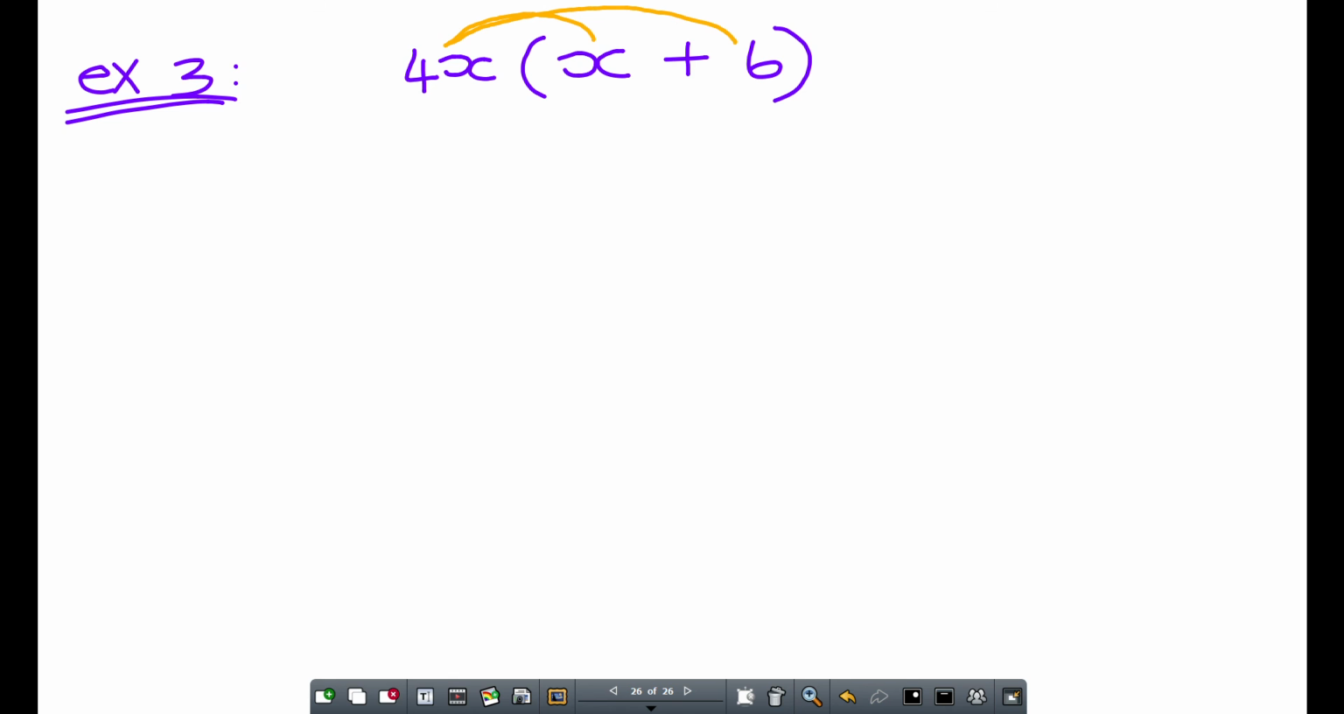So 4x times x is going to give me, who wants to guess? Not 5x. What's 4 times 1? Oh, multiply. Yes. 4 times 1 gives me 4. Those were my coefficients. Now x times x gives me x to the power of 2. Good. Okay, you guys must pay attention. We're going to play a game just now.